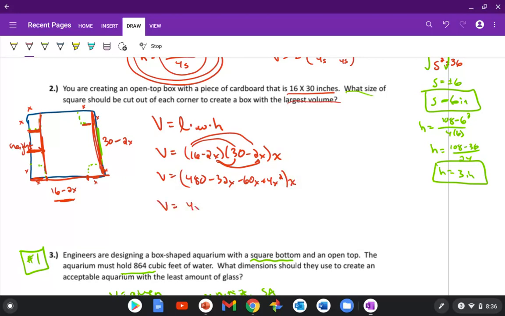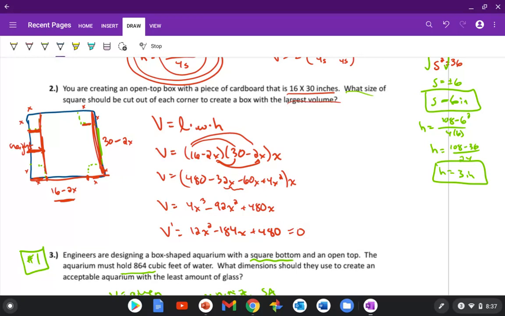So let's see, we end up with 4x cubed. These two combine to give us 92. So that's going to be minus 92x squared, and then plus 480x. All right, now we can go ahead and differentiate it. It'll be pretty easy now because it's just a polynomial. So v prime then would be 12x squared minus 184x plus 480. So since we've differentiated with one variable, we'll set it equal to 0 and solve it.